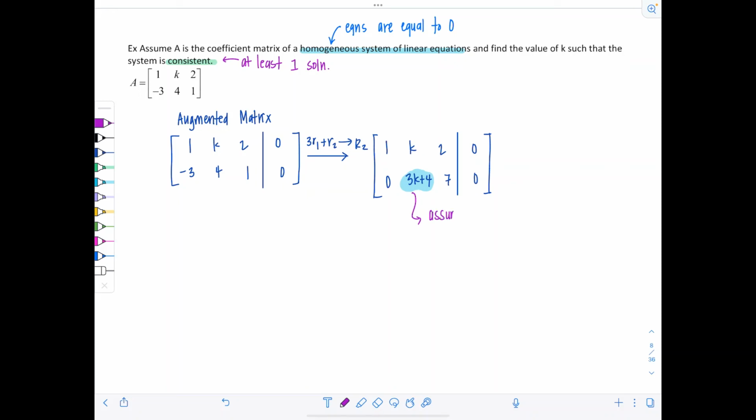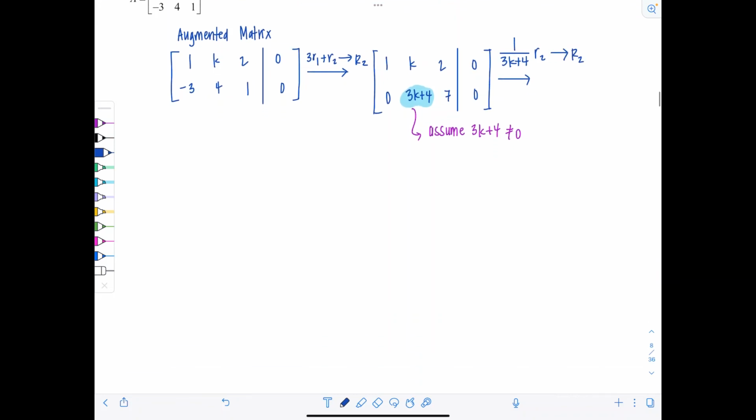So I'm going to assume that 3k plus 4 is not equal to 0, in which case now I am allowed to multiply row 2 by 1 over 3k plus 4, and that will be my new row 2. All right, and then I'm trying to create my new pivot. Okay, so let's see what we're going to have here. Row 1's not changing, so let's just rewrite it. 1, k, 2, 0, and then 0, 1, 7 over 3k plus 4, and then we still have a 0 there.